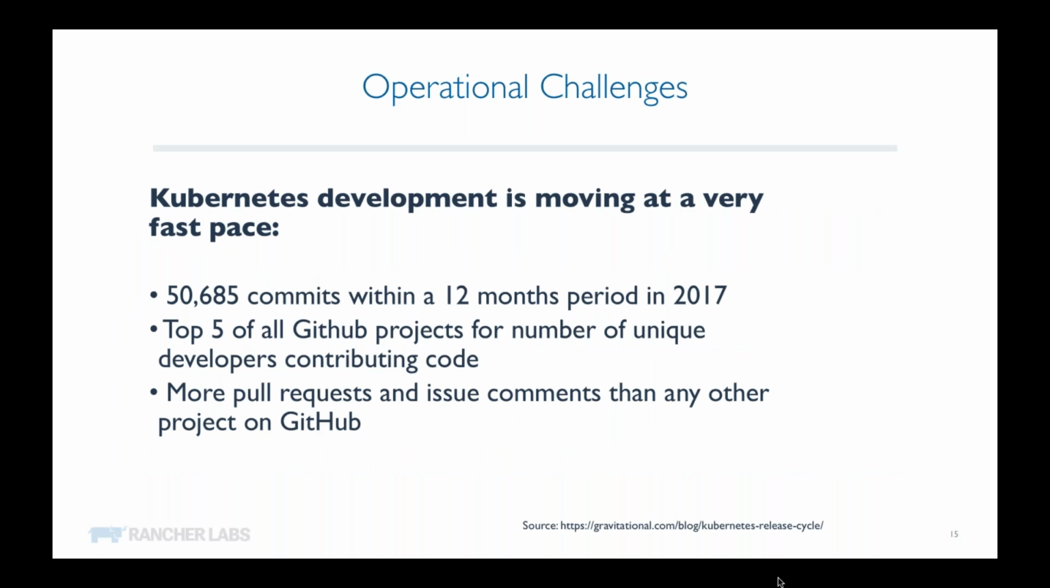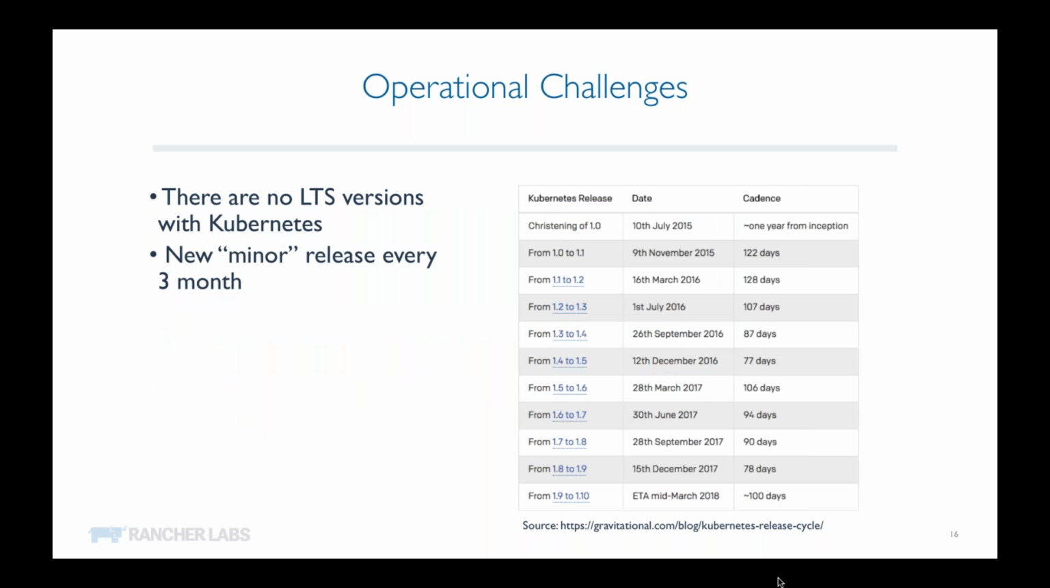An additional challenge in adopting Kubernetes is the fast-paced development of this project. Kubernetes development is moving very, very fast. There are almost more than 50K commits within a year, and it's in the top 5 of all the GitHub projects. There are more pull requests and issue comments than any other project on GitHub. Because of this rapid pace, it is changing so fast that it becomes hard to keep up with all the updates and upstream releases that are coming in.